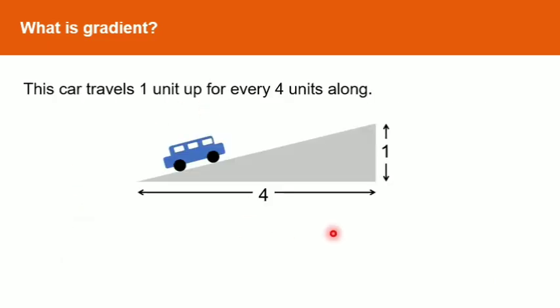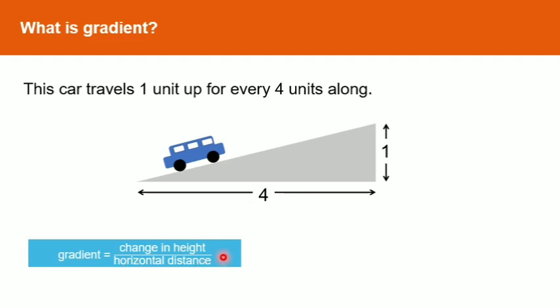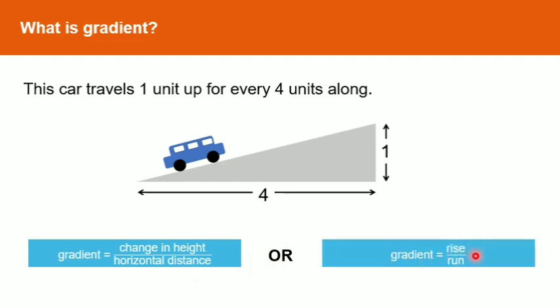To make it simpler, you can look at this diagram. I have a car. This car travels 1 unit up for every 4 units along. The gradient is the change in height divided by the horizontal distance traveled. Some people call this rise divided by run. Here, the gradient is the change in height, which is 1, divided by the horizontal distance, which is 4. That's why the gradient will be 1/4 or 25%.